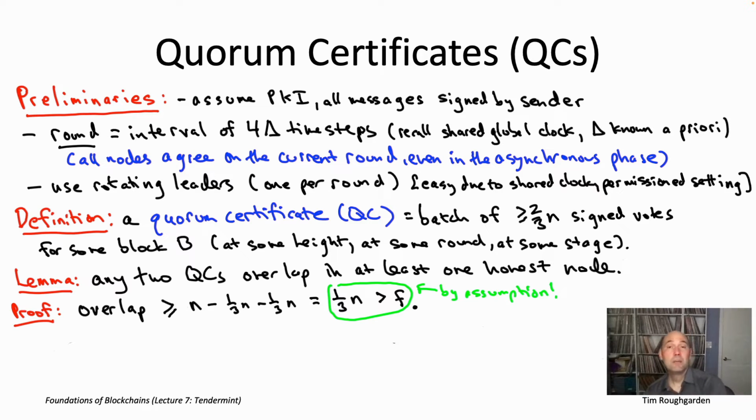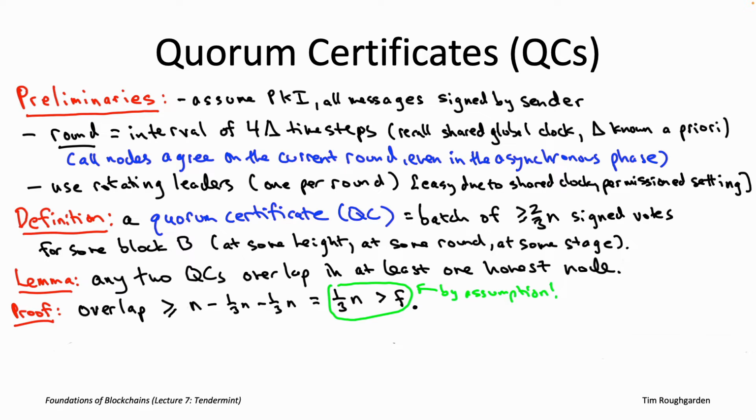So when we speak about a quorum certificate, a QC, we're speaking about a supermajority of votes, at least 2/3 n votes, that match in everything other than the identity of the voter. They need to all be votes for the same block, the same block number, the same round, and the same stage. If all of the votes match in those 4 parameters and you have at least 2/3 n distinct voters, that is a QC, a quorum certificate.